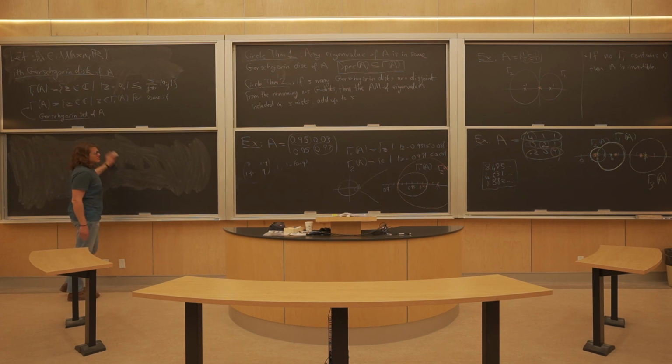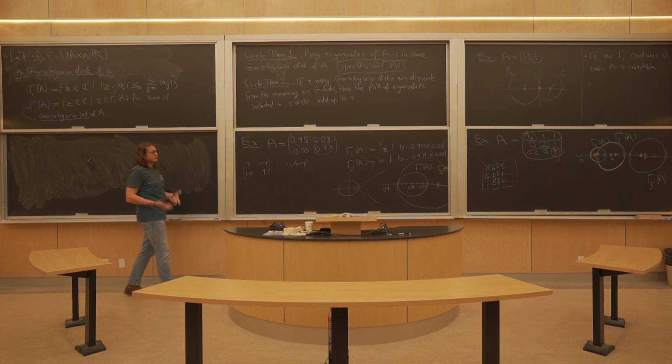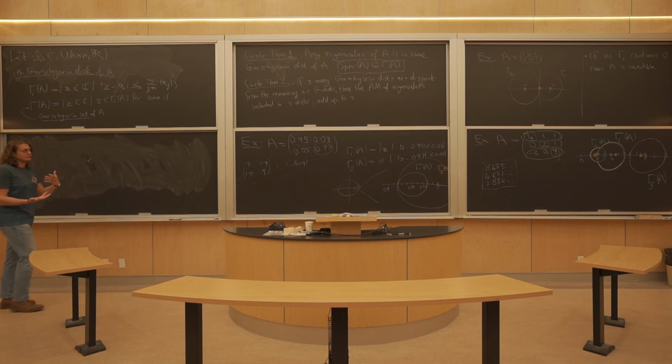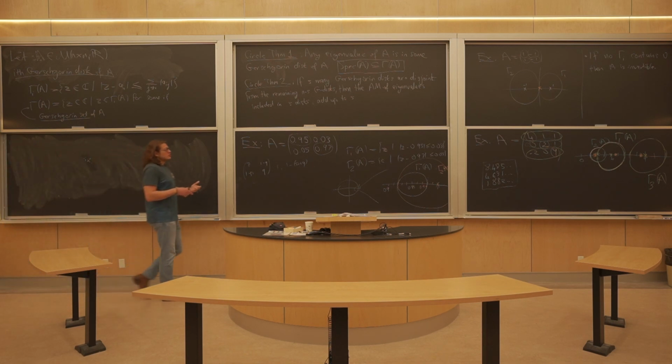Let me mention, of course, the spectrum of A is the same thing as the spectrum of A transpose. Eigenvalues don't change when you take the transpose, which means that if you want, you could also look at the Gerschgorin disks of A transpose. Maybe that gives you better estimates. There's a bunch of different things people do, but let's not spend too much time on this.